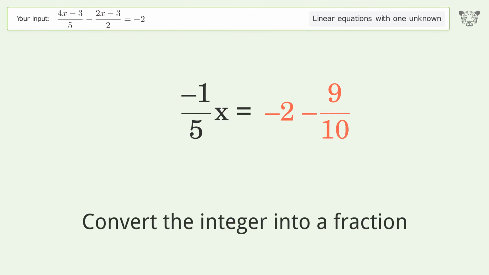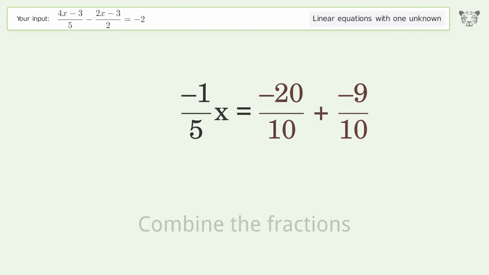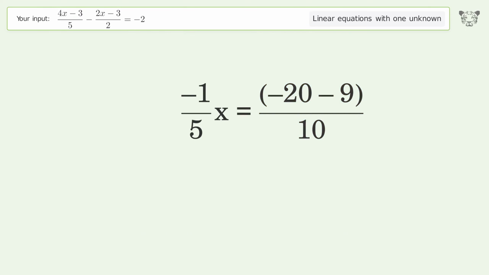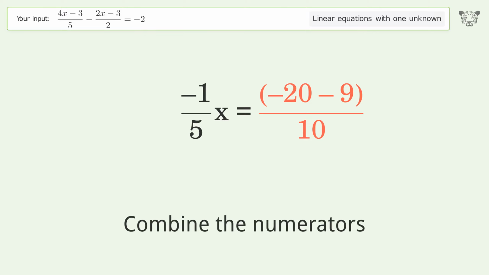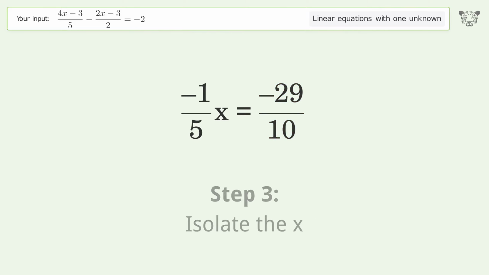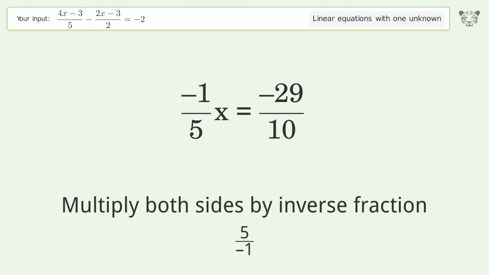Convert the integer into a fraction. Combine the fractions. Combine the numerators. Isolate the x. Multiply both sides by inverse fraction 5/-1.